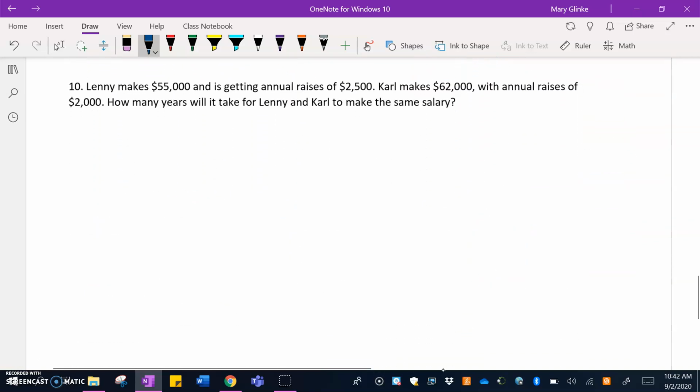Okay, we're going to try one more. We have Lenny getting $55,000 and getting annual raises. This is our rate. The $55,000 is the one time. Carl makes a one-time salary of $62,000 with annual raises of $2,000 being our rate. How many years would it take them to make the same? So we're going to write X being the number of years. And we're looking for these to be equal.